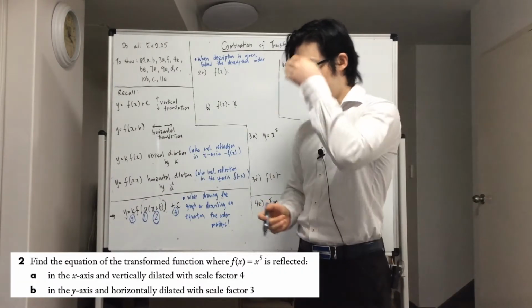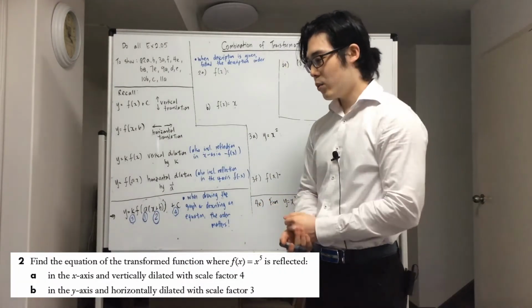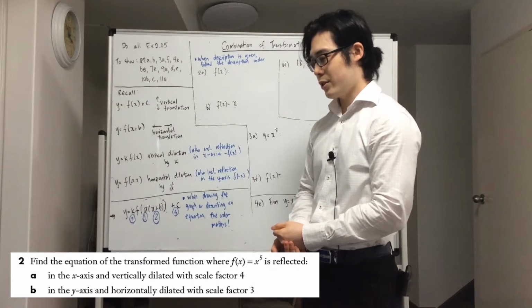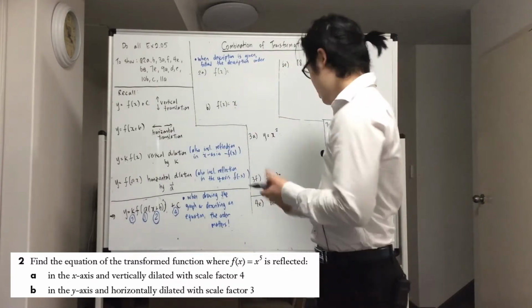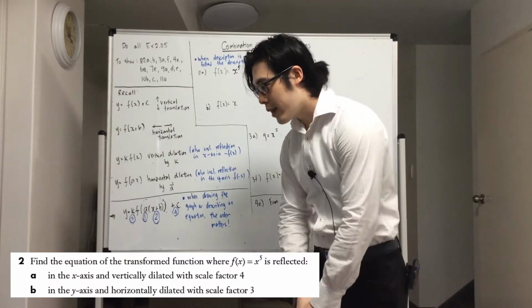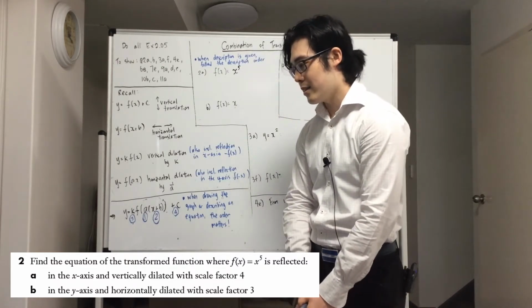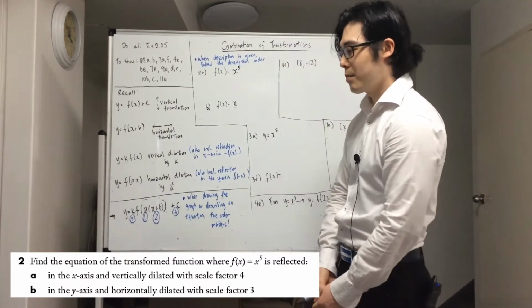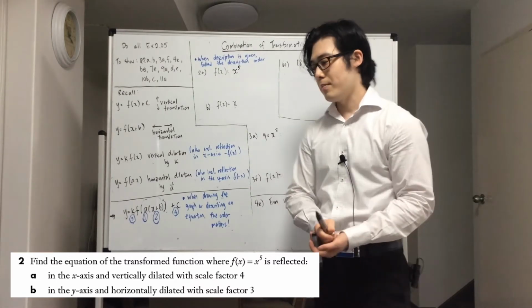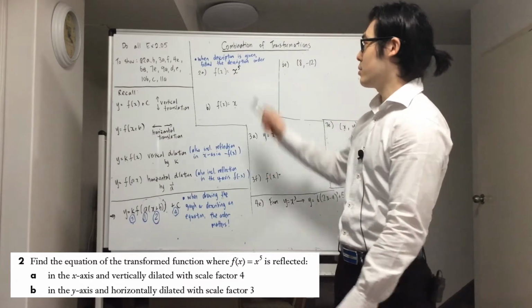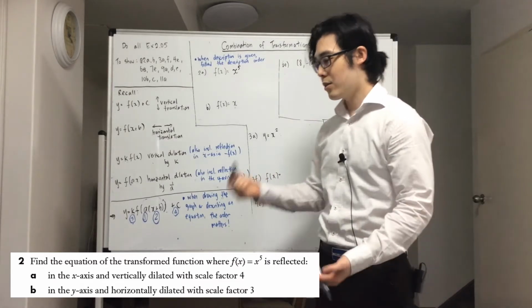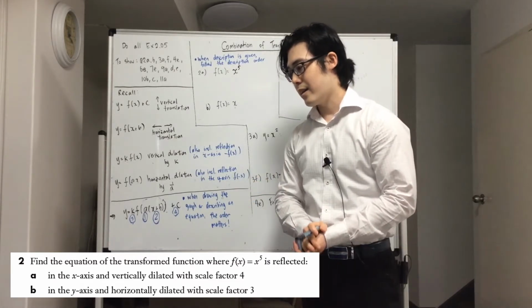So question 2, it says find the equation of the transformed function where f of x is equal to, and then it's reflected in the x-axis and vertically dilated with scale factor 4. Now before I do this question, I just want to point out, see how the description is given. If the description is given to you, just follow the description order. So in this instance, it's reflected in the x-axis.